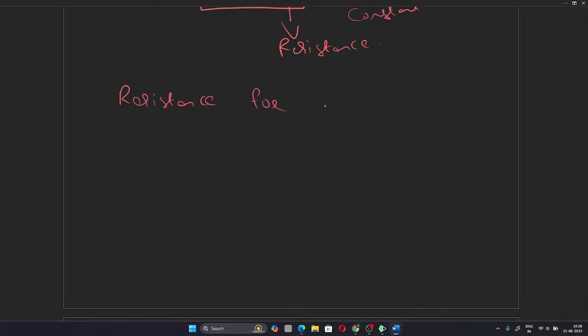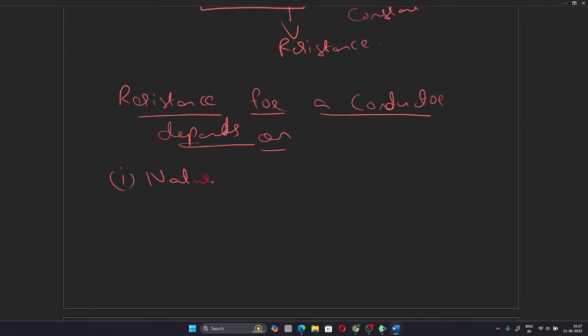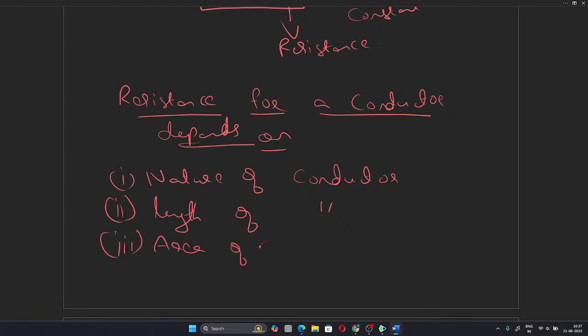Resistance for a conductor depends on: one, nature of the conductor, as if it has more free electrons and if it can allow more flow of electrons; two, length of conductor; three, area of cross section of conductor; four, temperature of conductor.